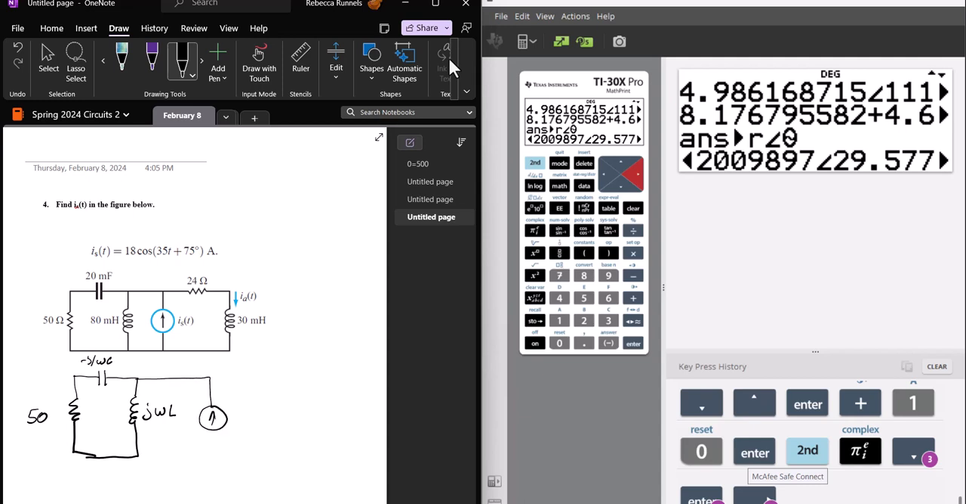And we have the current source, and we have that up here as 18 cosine 35 T plus 75. So it's already a cosine. So as a phasor, that's going to be 18 angle 75 degrees. And we know that omega is 35. And it is amps, so we don't need to multiply by any prefix. This resistor remains 24. And this inductor is going to be J omega L2, I'll call that one L1.